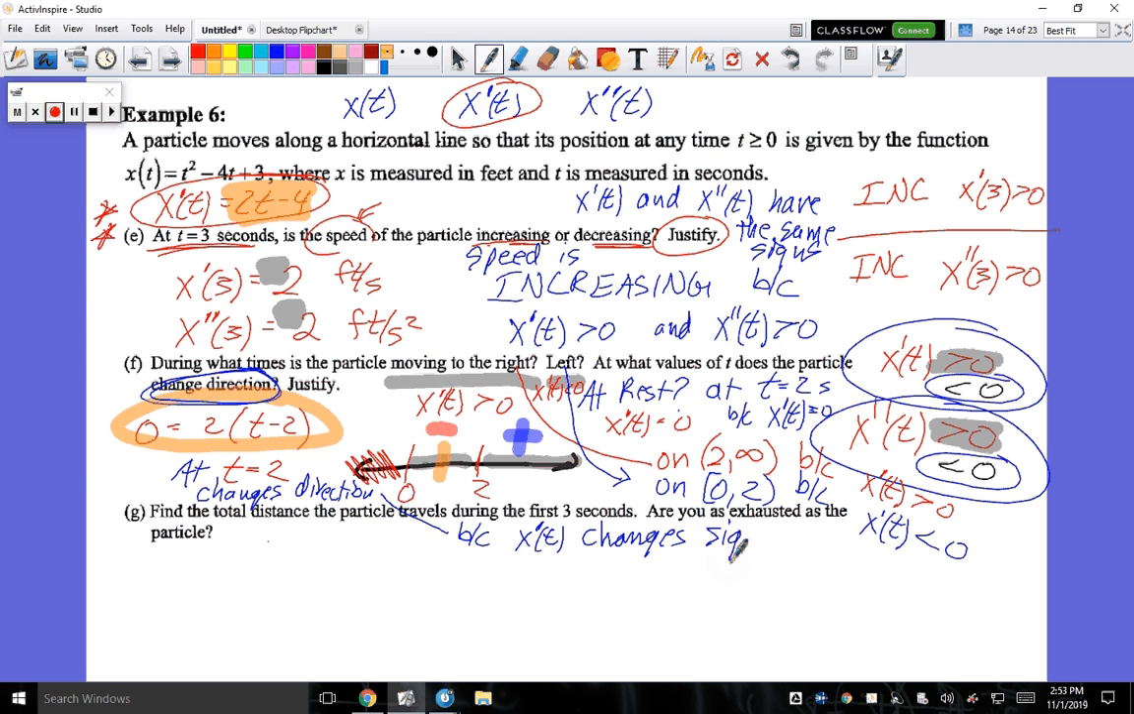Where did you get the 2t minus t from? I just took the derivative of the position function. Oh. And I GCF'd out the 2 right here to solve for the zeros of that function.